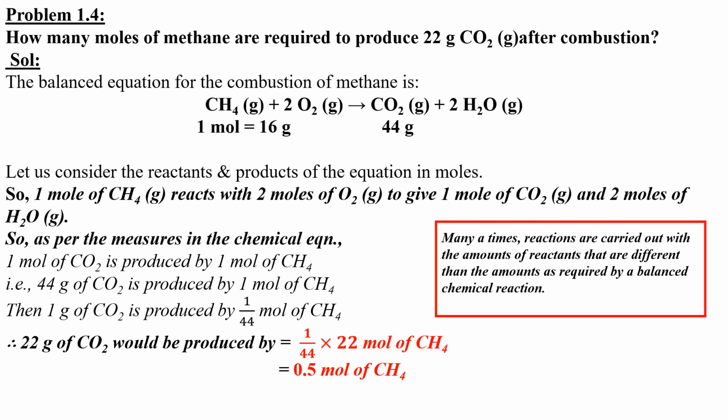So in order to produce 1 gram of carbon dioxide, how many moles of methane should be burned? It can be written by dividing 1 by 44. So 22 grams of carbon dioxide would be produced by the following step. You just need to multiply 22 with the number which you obtained in the previous step. 1 by 44 into 22 moles of methane. You get 0.5 moles of methane. This is the answer.